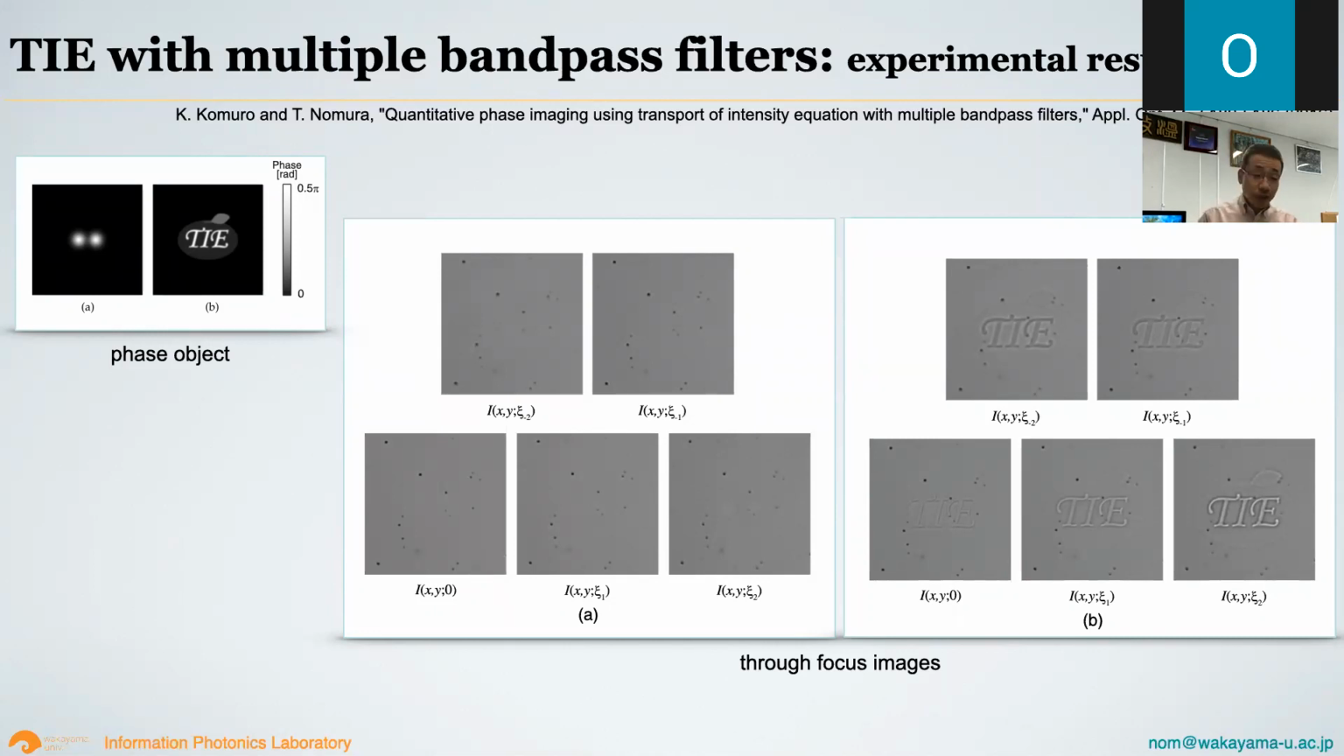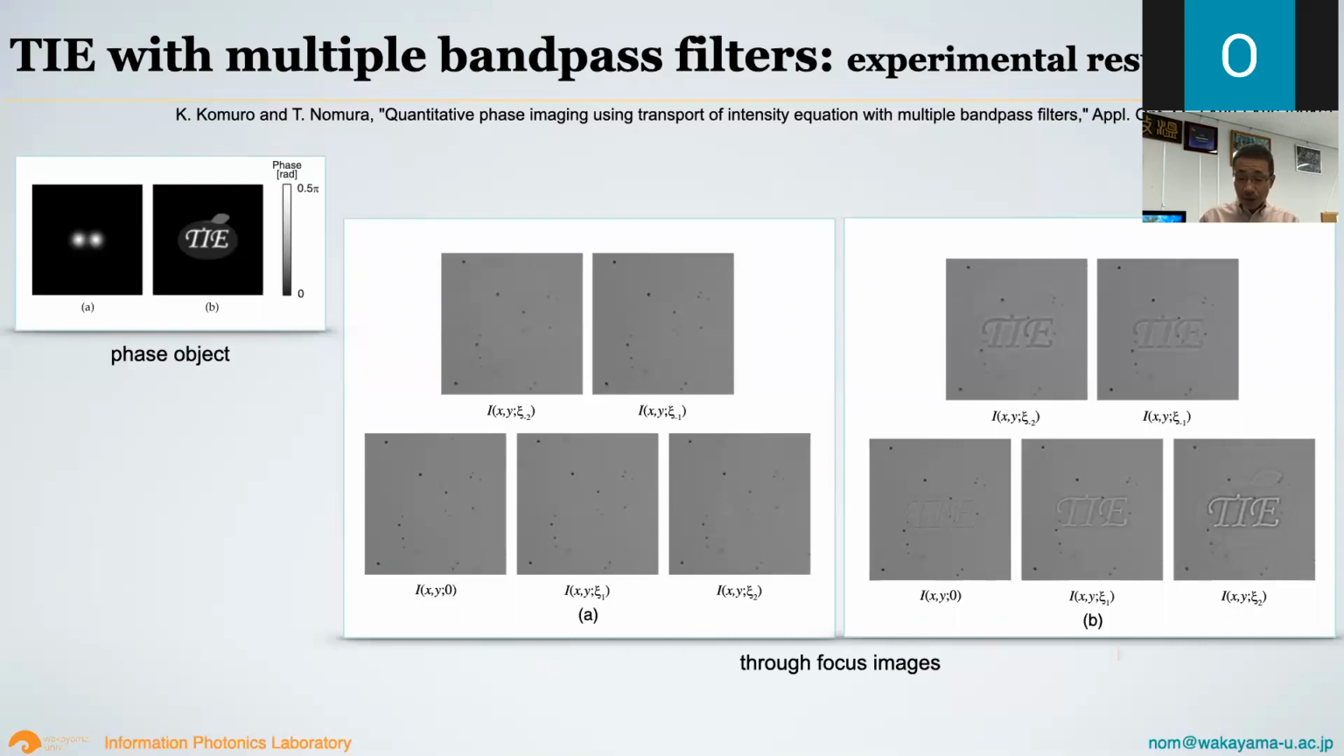Here is the experimental result. This is a phase object, number 1: phase A and phase B. Phase A is a very gradual phase distribution, like a Gaussian. This one is a little bit sharp. It has a high spatial frequency component in this phase object.